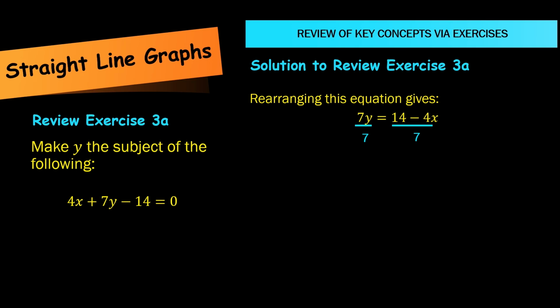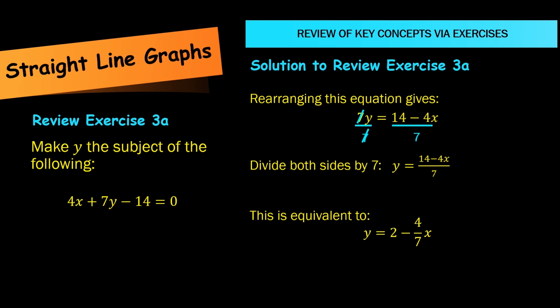Next we divide through by 7. The 7's on the left-hand side cancel, this was our objective, to give us y equals 14 minus 4x all over 7. And of course 14 over 7 is 2, and minus 4 over 7 is left as it is.